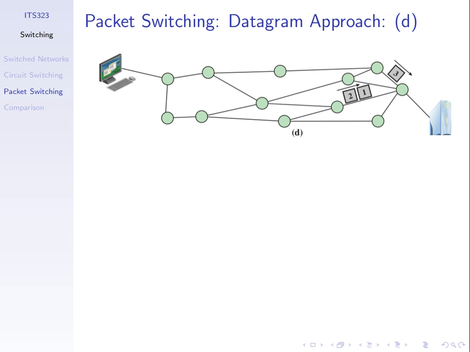Packets can also be lost, not shown here. Maybe one of these nodes fails. It's a computer, something goes wrong, and for 1 second, all the packets inside are lost, dropped, deleted from memory. As a result, some packets may not arrive at the destination, so that's possible as well.